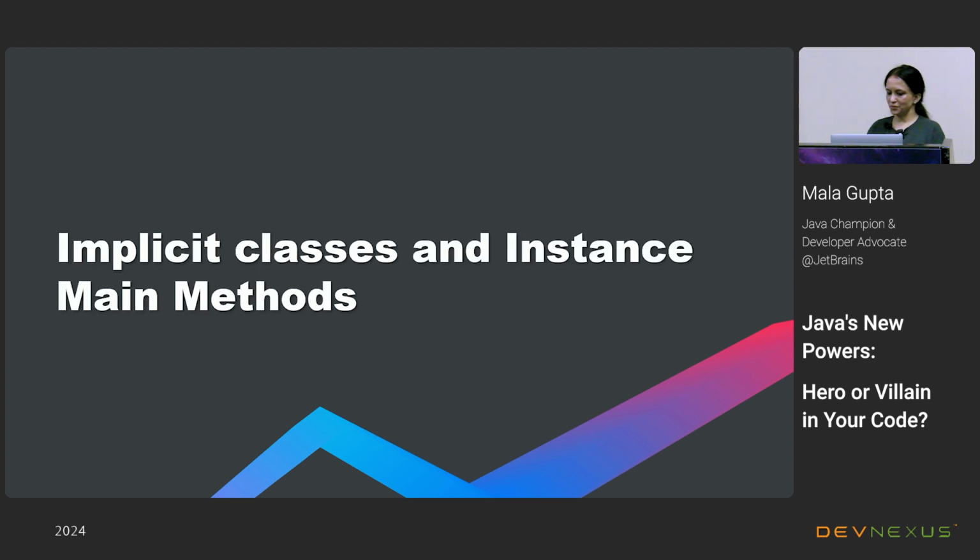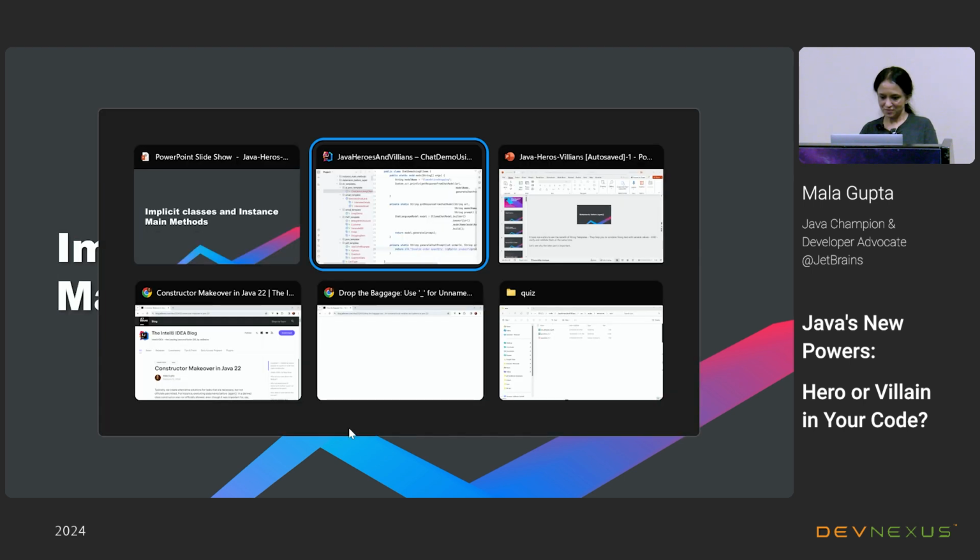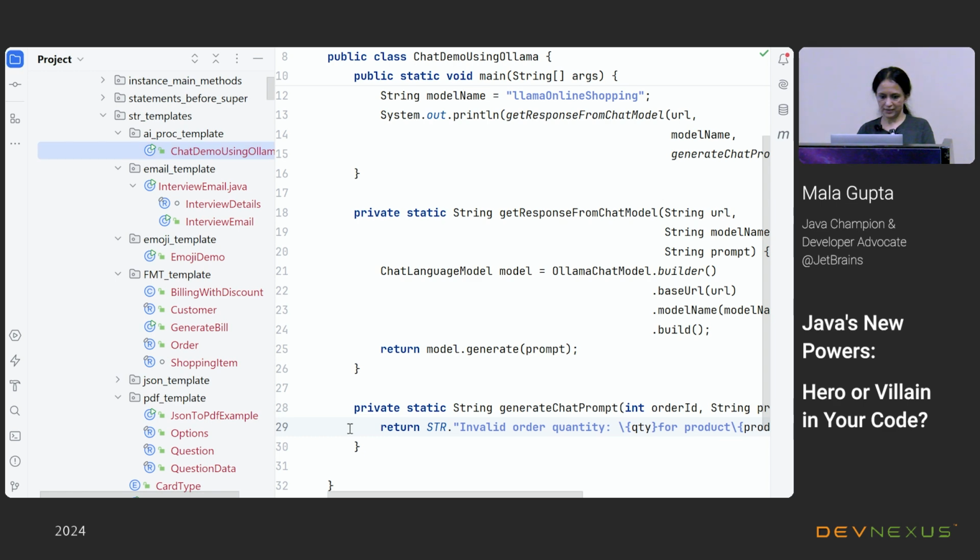So now I want to talk about implicit classes and instance main methods. Has anyone worked with those? No? Okay. No one? Okay. So let me hop on and show you an example.